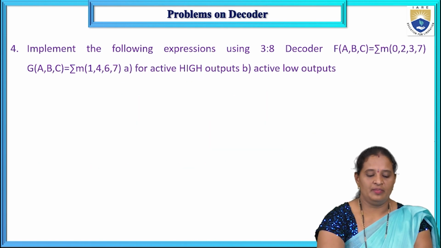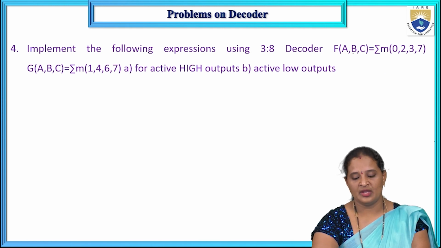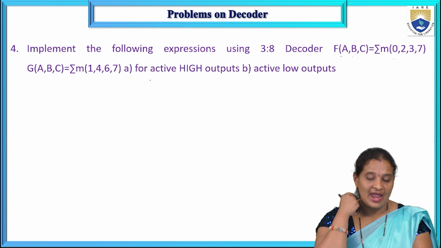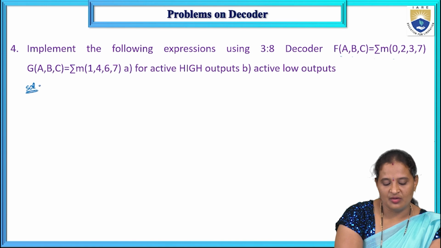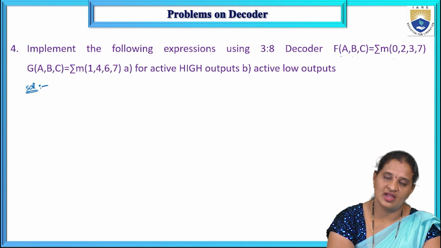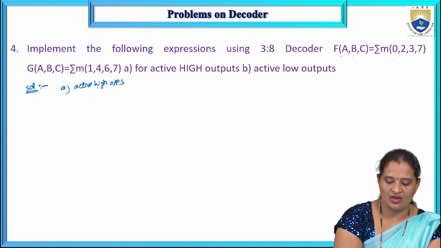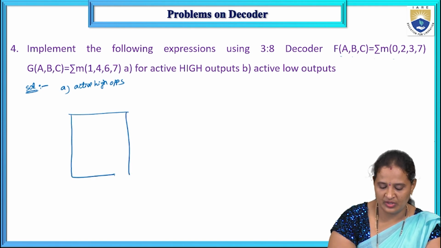Right. Now, coming to the fourth problem. Implement the following expressions using a 3 to 8 decoder: F of A, B, C equals sum of minterms 0, 2, 3, 7, and G of A, B, C equals sum of minterms 1, 4, 6, 7, for active high outputs and active low outputs. Just now we have seen how to implement a Boolean function by considering the outputs as active high and active low. Now first case, active high outputs. What is the size of the decoder that we need to consider? We need a 3 to 8 decoder.